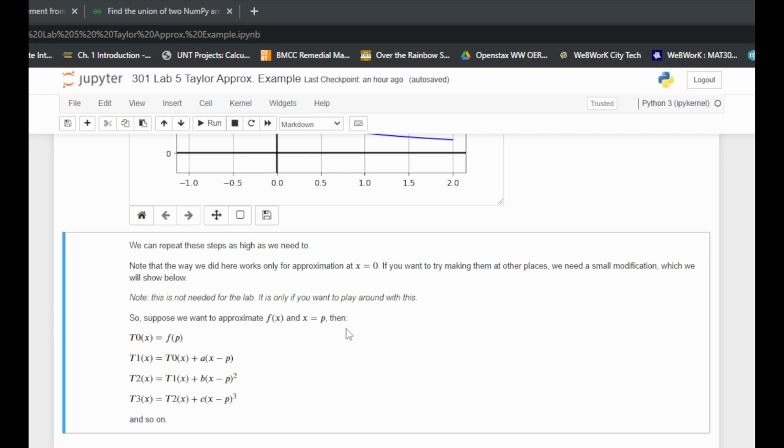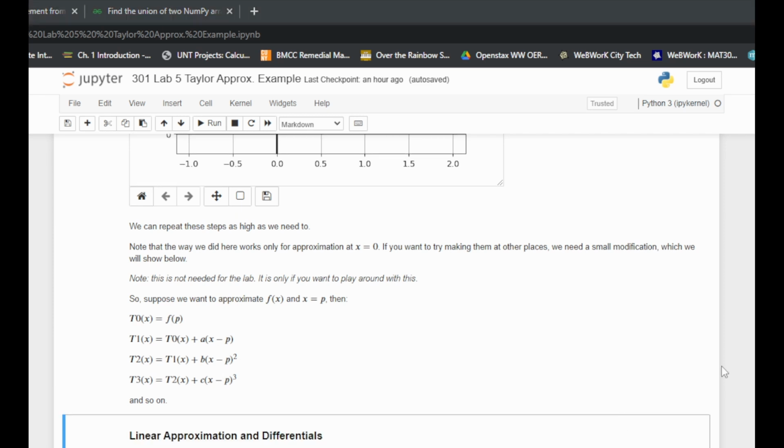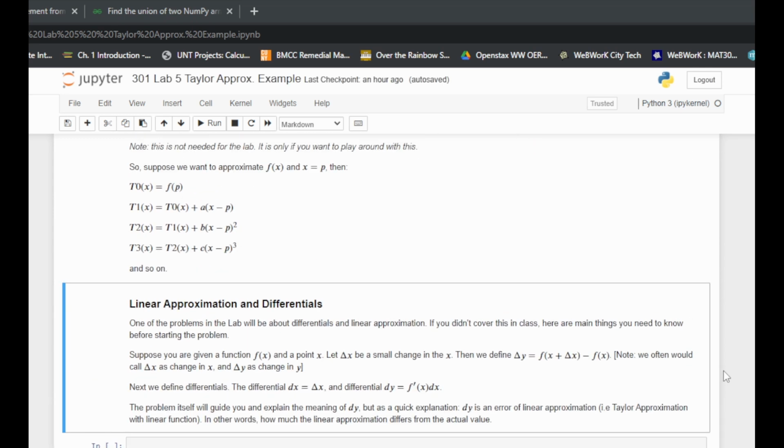But if you want to play around with this, the only thing you need to change is how you define your t0, t1, t2, and so on. So t0 would be just f of p. T1 of x will be t0 of x plus a times x minus p. That's the new part here. The t2 of x will be t1 of x plus b times x minus p squared, and so on. So notice instead of just having x to some power, you will have x minus p to some power. And that's it.